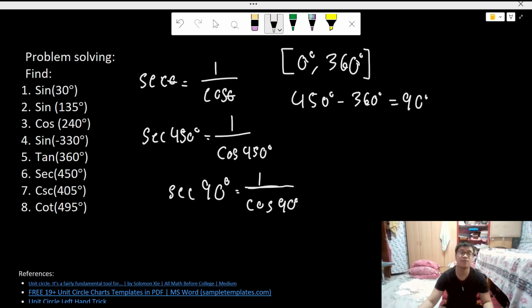So what is cosine of 90 degrees? Count 0. We're going to stop right there. Why? Because this is 90 degrees. So 0, square root it, it's 0.